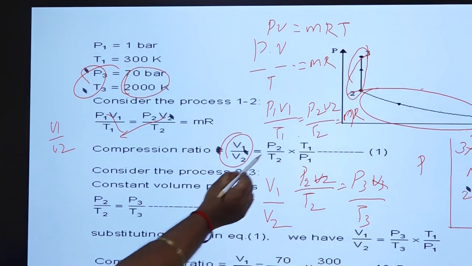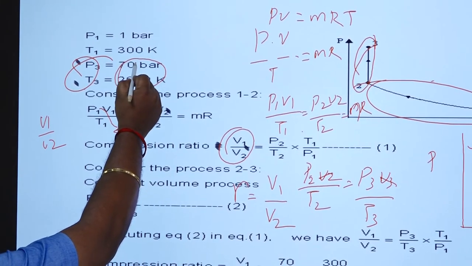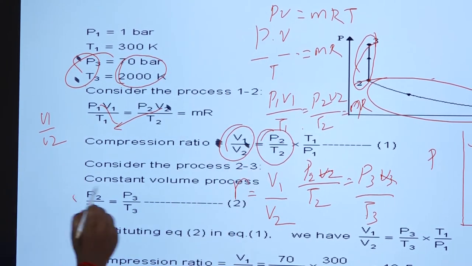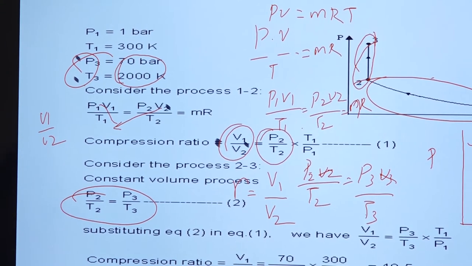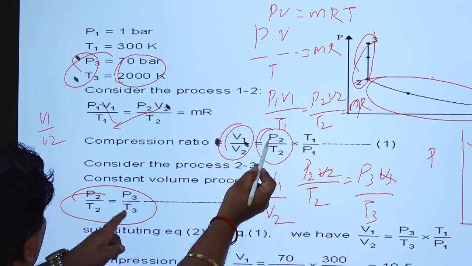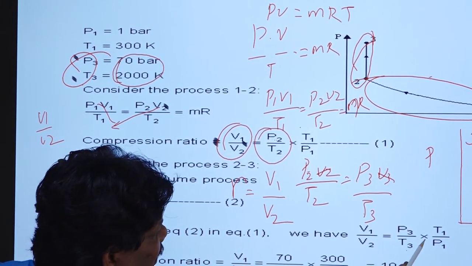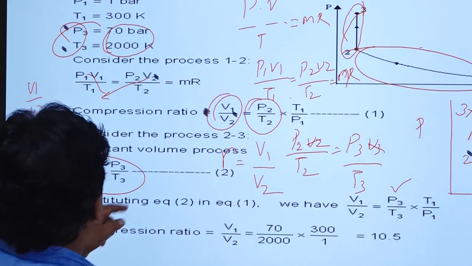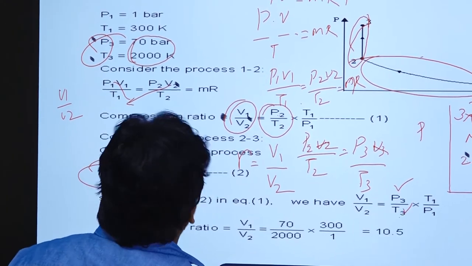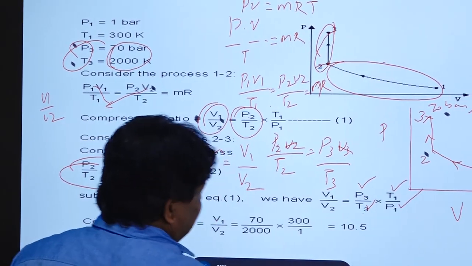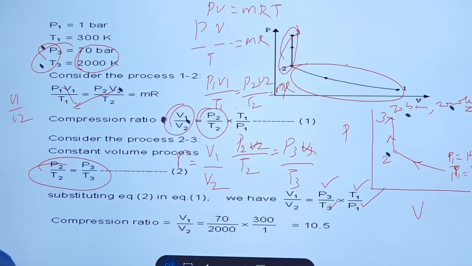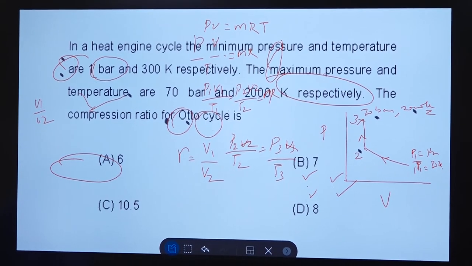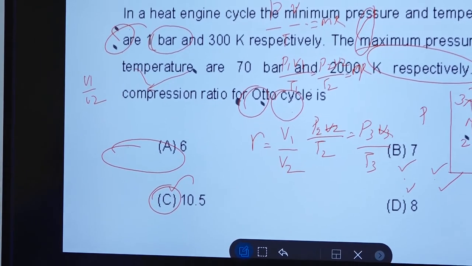So P3 and T3 can be substituted in place of P2 and T2 in the relation. V1 by V2 is equal to P3 by T3 into T1 by P1. The compression ratio can now be found, since you know all the values: P3 is 70 bar, T3 is 2000 Kelvin, and T1 and P1 are known. That is why I told you that you should be thorough with the process, as you will get these kinds of questions for 2 marks. The answer is 10.5, so the answer is C.